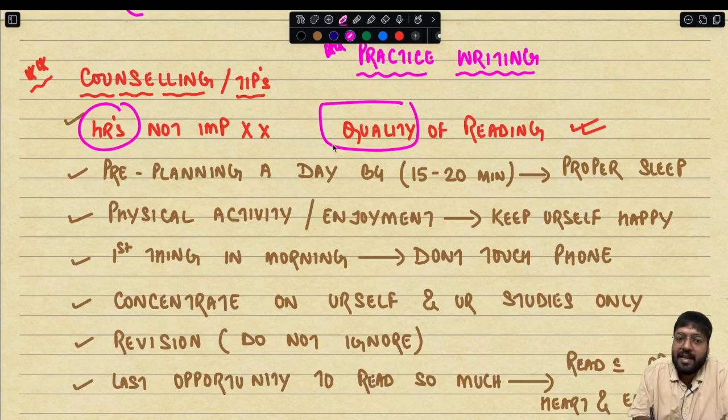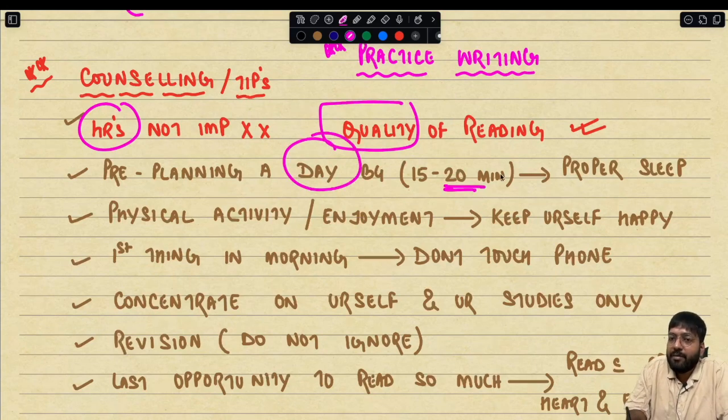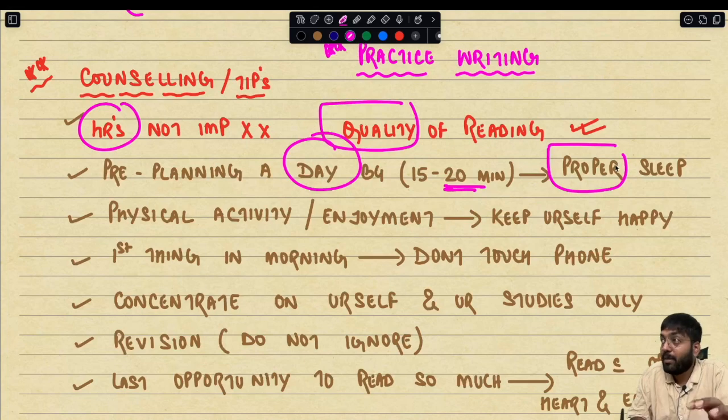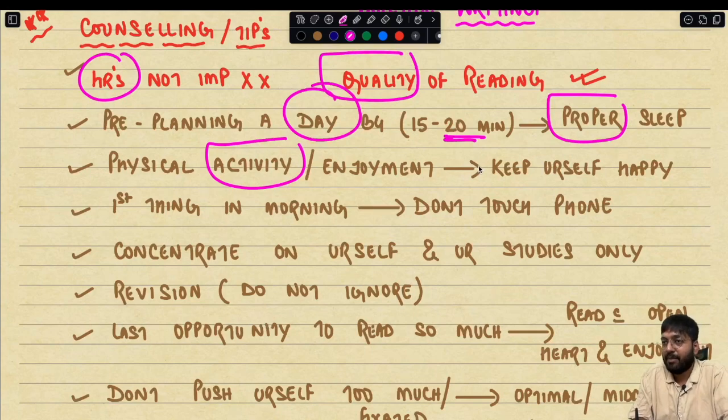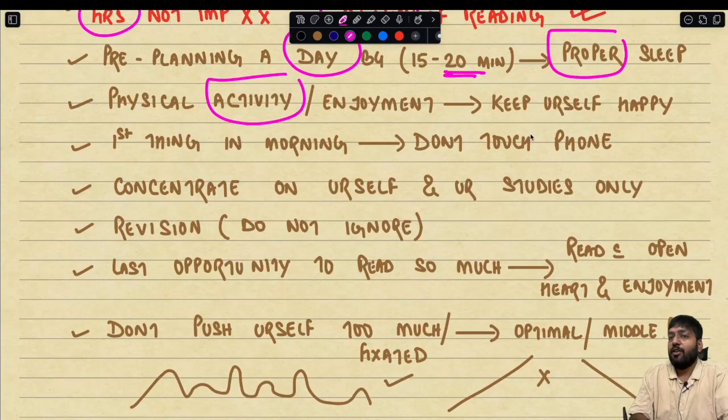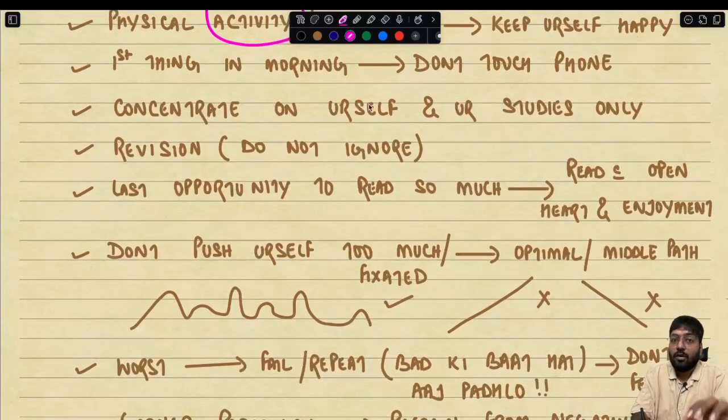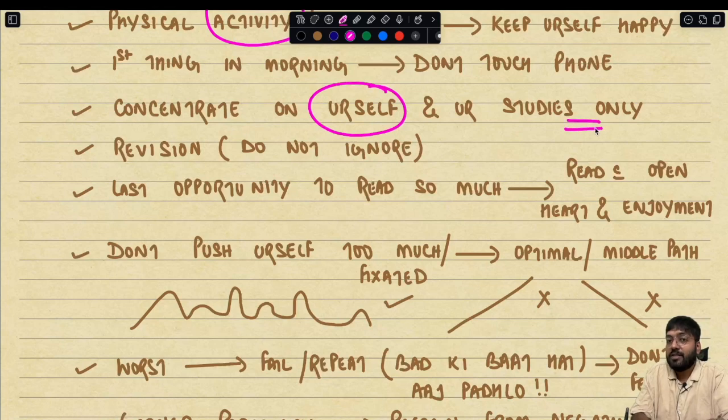So pre-planning a day before, okay, 15-20 minutes, and you should get proper sleep. Physical activity is again very important and enjoyment is very important. You should keep yourself happy. The first thing in the morning that you should do is you should never touch the phone. You should always start reading, have your tea, whatever you are doing, but don't touch the phone before you leave for your college. Concentrate on yourself and your studies only. Okay, revision, do not ignore revision, is one of the most important parts.